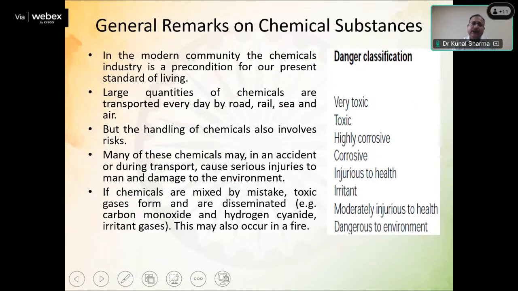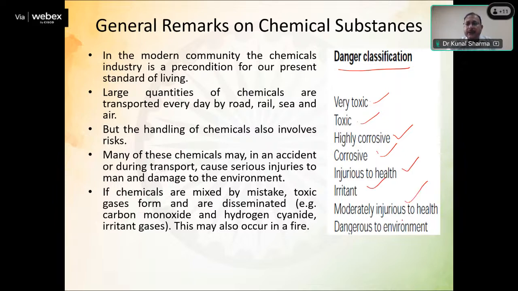Now the general remarks on the chemical substances. Again, I'm quoting, we will become experts in the coming time. But for the general listing, we will start one by one. If you see the dangerous classification, you can see we have tried to include that chemicals can be very toxic, highly corrosive, injurious to health, irritant, moderately injurious to health, dangerous to environment. So if we go for this part, that the chemical could be very toxic, or it is toxic, it is corrosive, it is irritant, we can easily make a plan to mitigate or plan to minimize the impact of these chemicals.